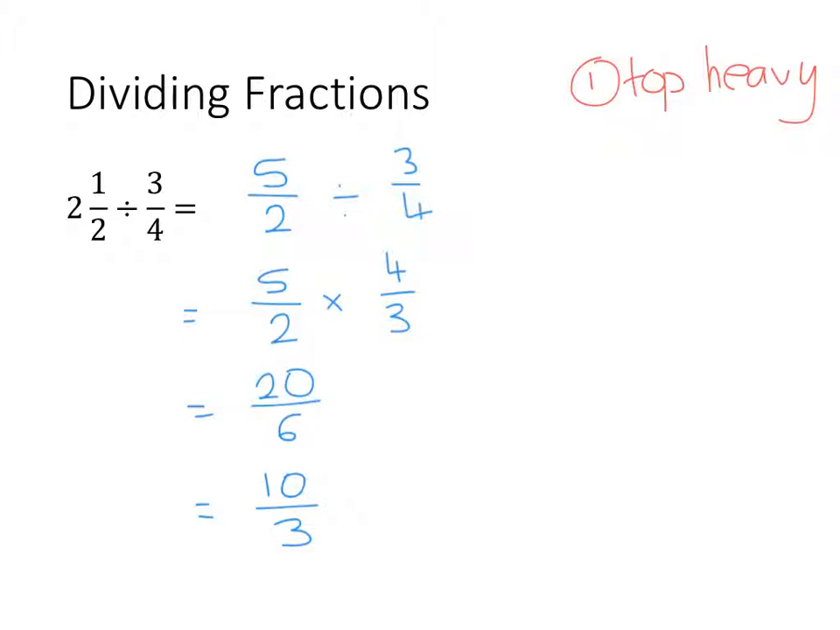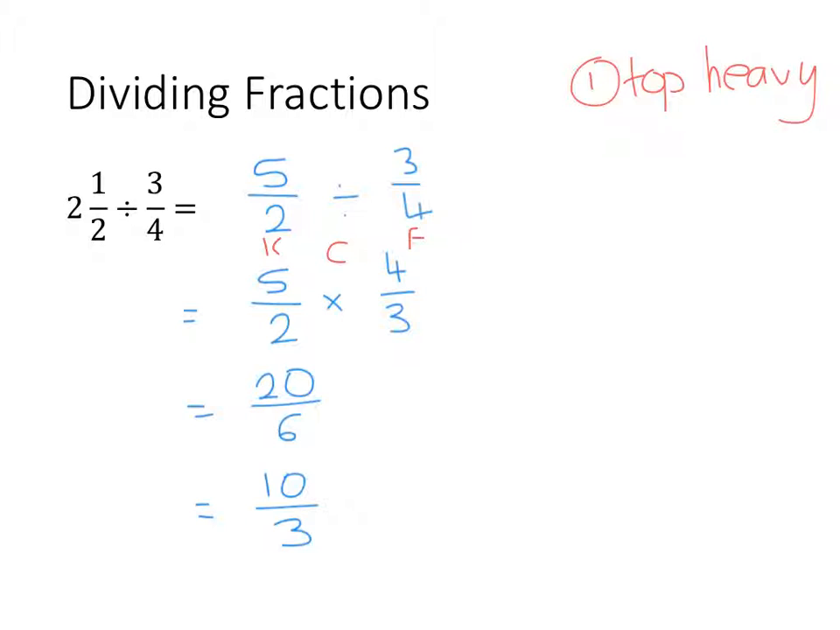Right, so 2 1/2 became 5 over 2, and we're going to divide that by 3/4. So we're going to keep the first fraction the same, we're going to change the divide to a times, and then I'm going to flip my second fraction there. So keep, change, flip. Then it's a multiplying, so we do top times top. 5 4s give us 20, 2 3s give us 6.